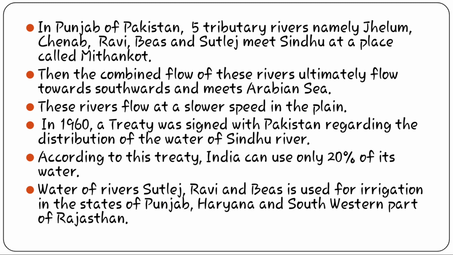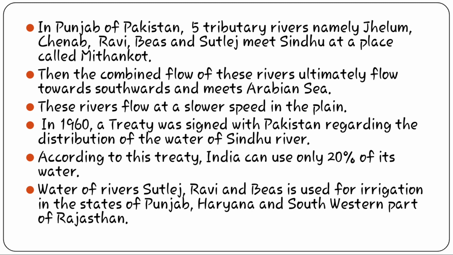In Punjab, 5 tributary rivers namely Jhelum, Chenab, Ravi, Beas and Satluj meet Sindhu at a place called Mithankot. You know why Punjab gets its name? Panch means 5 and Ab means water. Then the combined flow of these rivers ultimately flows southwards and meets the Arabian Sea. These rivers flow at a slower speed in the plain.